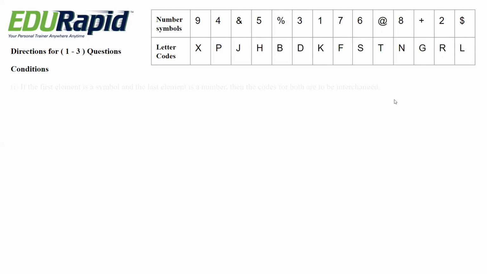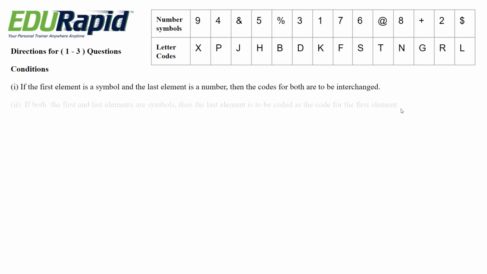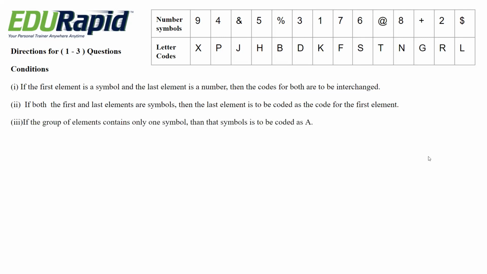Also, they will give the conditions. First condition: if the first element is a symbol and the last element is a number, then the codes for both are to be interchanged. Second condition: if both the first and last elements are symbols, then the last element is to be coded as the code for the first element. Third condition: if the group of elements contains only one symbol, then that symbol is to be coded as A.